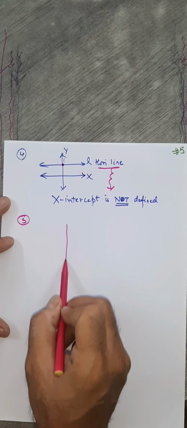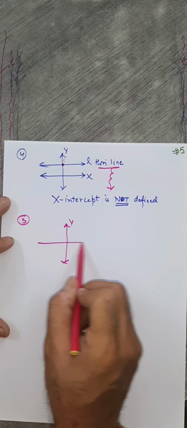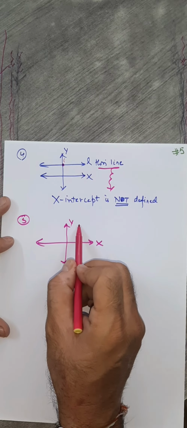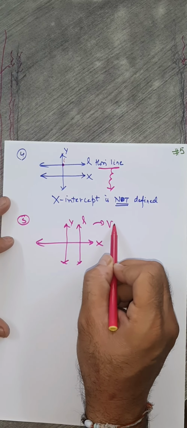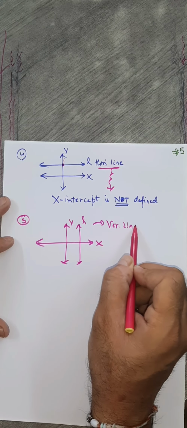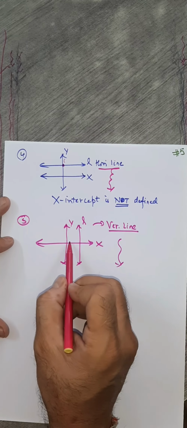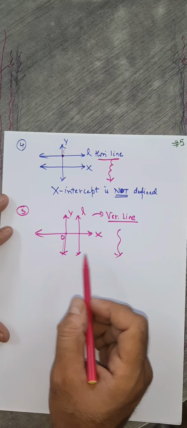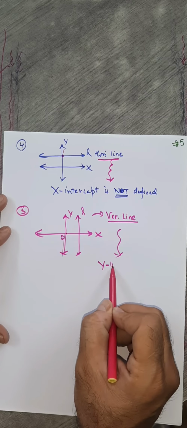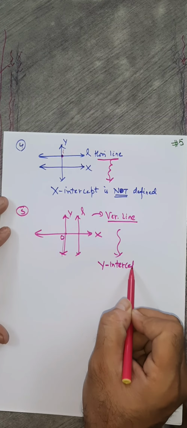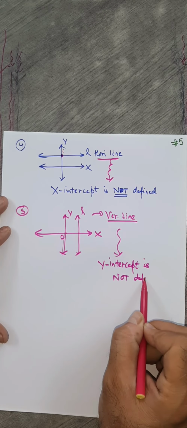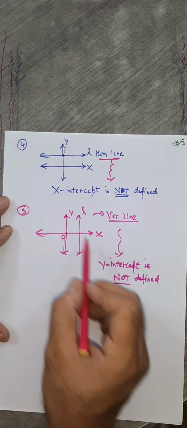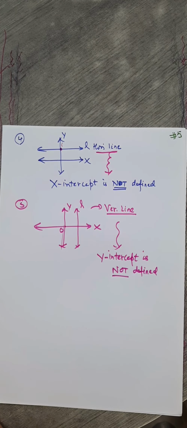Okay, and now I'll take the vertical line. This is the y-axis, this is the x-axis. Suppose my line is like this. Okay, line L. Which line is this? Vertical line. Will it intersect the y-axis? No, it will not intersect the y-axis. So the y-intercept is not defined here. Clear? Understood? Y-intercept is not defined, because it will not cross the y-axis.